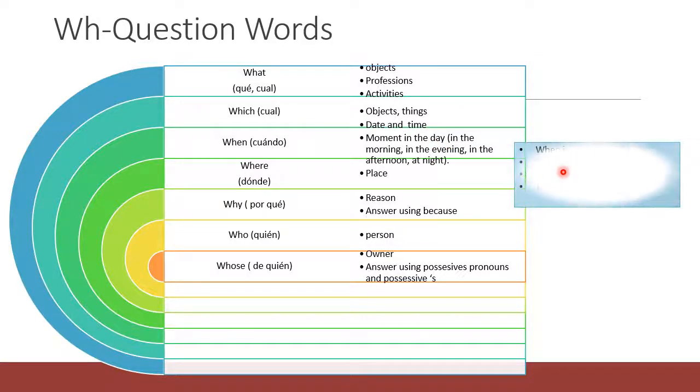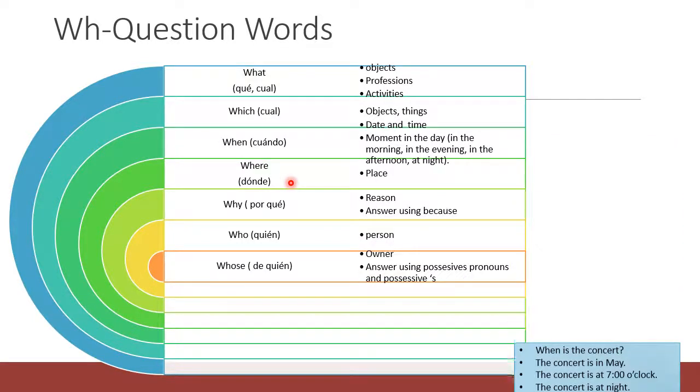Let's check an example. When is the concert? The concert is in May. We're using the month. The concert is at 7 o'clock. We're using the time. The concert is at night. We're talking about a moment during the day.